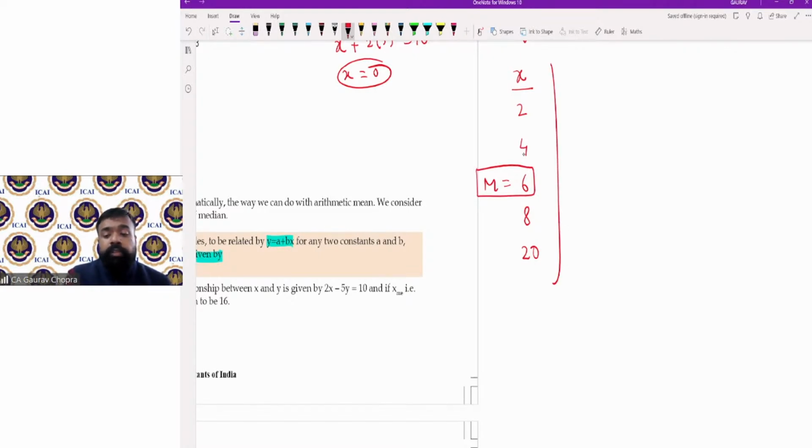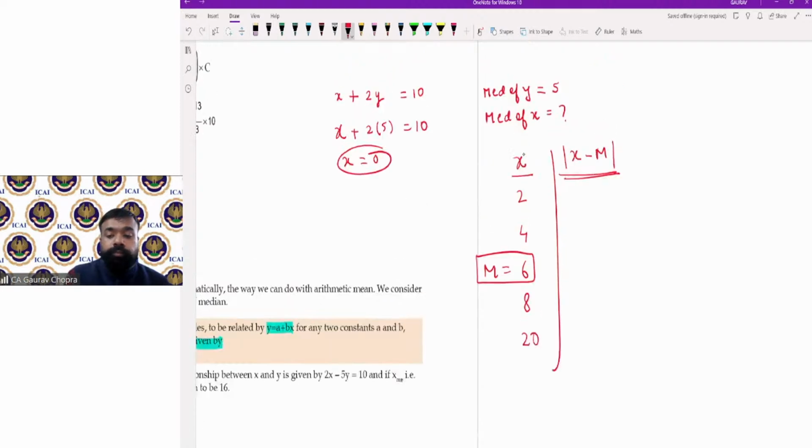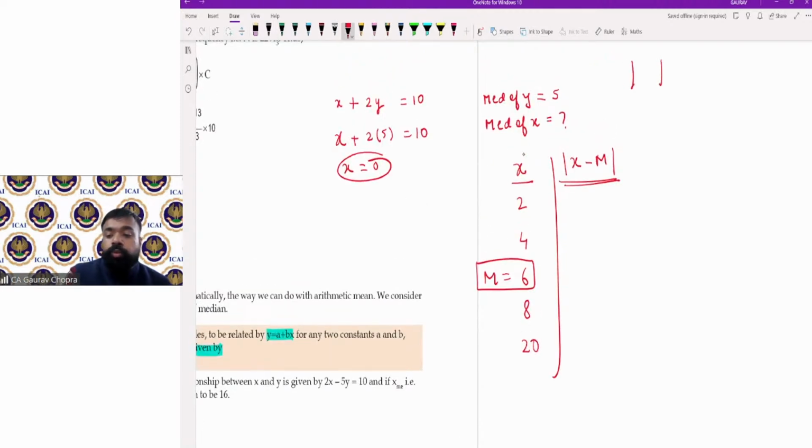Now, if you take the deviation from median, x minus median, but you have to use the modulus sign. This is completely known as modulus. Modulus का मतलब है you don't have to put negative sign here. आपको negative sign नहीं रखना है, सिर्फ number place करना है. Like mod of 2 minus 6 will give you 4. Mod of 4 minus 6 gives 2. You don't have to write negative sign.